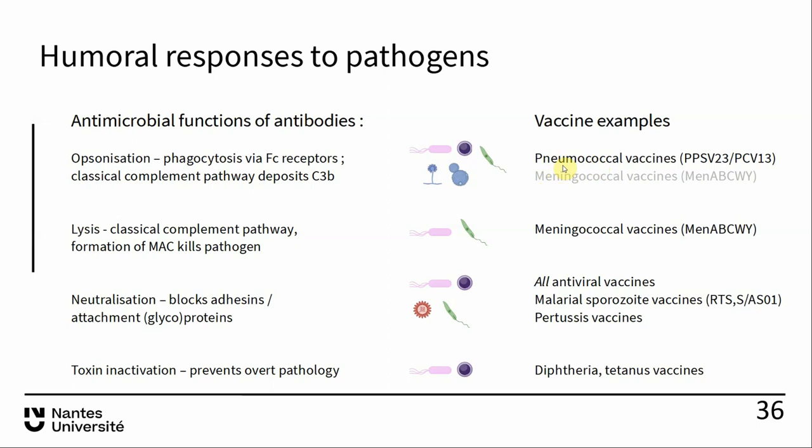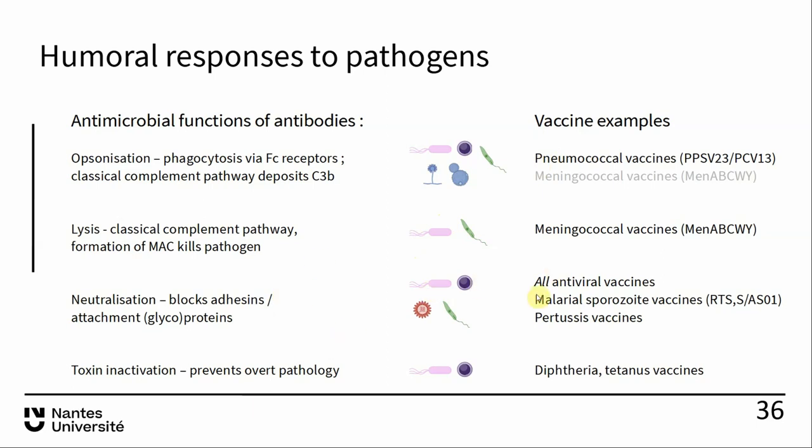Streptococcus pneumoniae. Whereas meningococcal vaccines, Neisseria meningitidis, what is important here is direct killing by complement. So meningococcal, that's Neisseria meningitidis, gram-negative. So it's more sensitive to complement-mediated lysis than gram-positive Streptococcus pneumoniae.